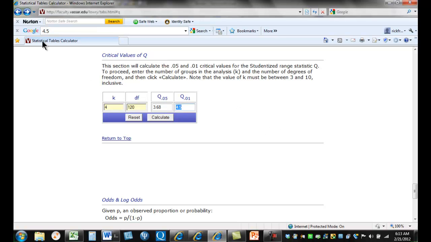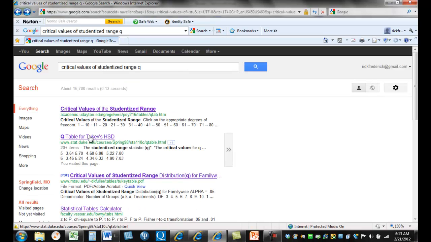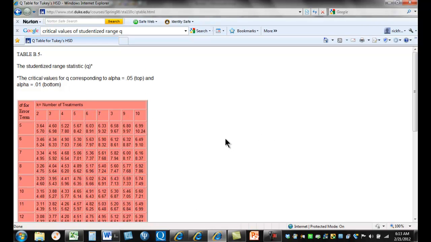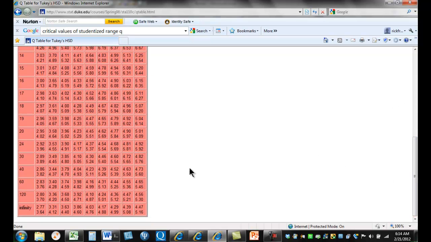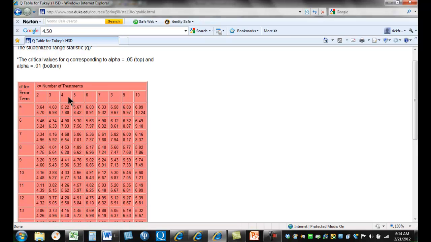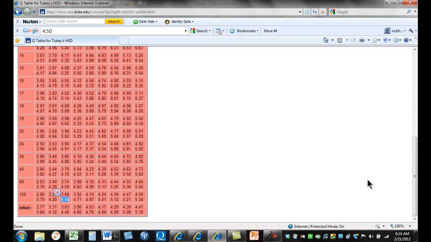Let's go back and use the table. This is for 0.05 on the top and 0.01 on the bottom. The lower your alpha, the higher the value has to be. Okay, so there's 4 treatments and 120, and at 0.01 the value is 4.5. So you can get it out of a table this way, or you can use an online calculator. 4.5. Again, that's 4 treatments, and degrees of freedom equal to 120, alpha 0.01.